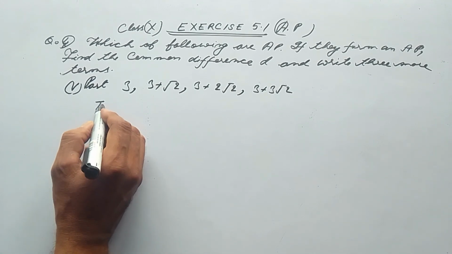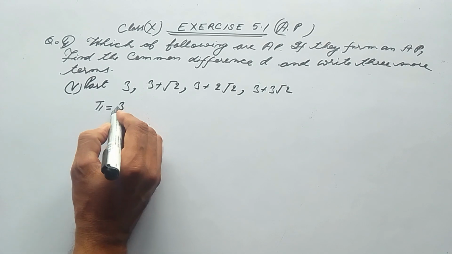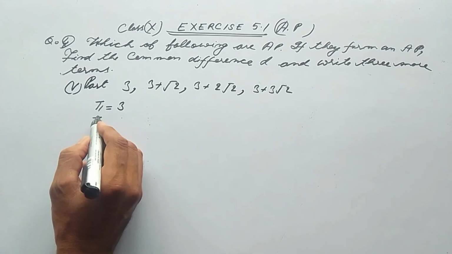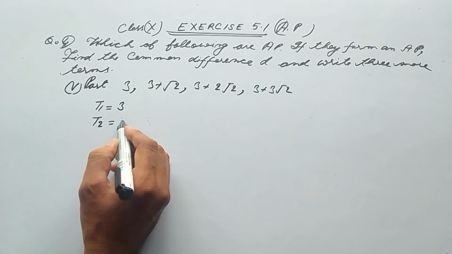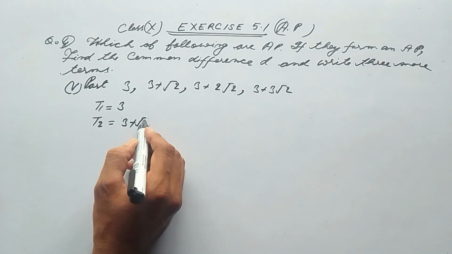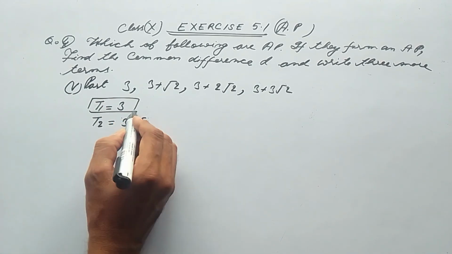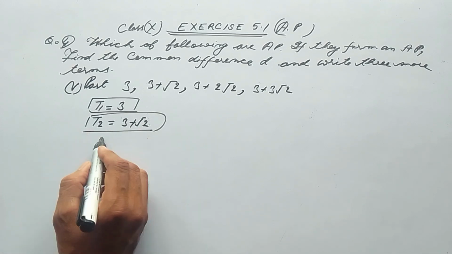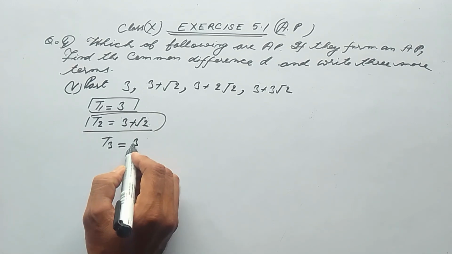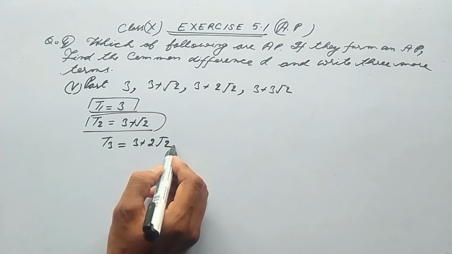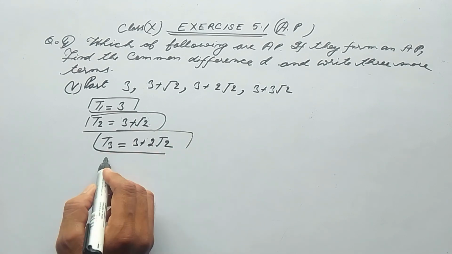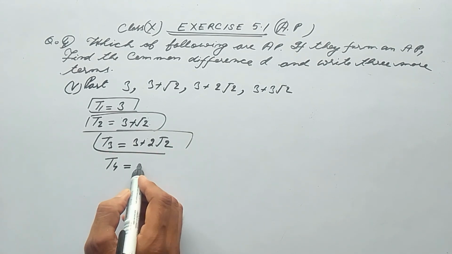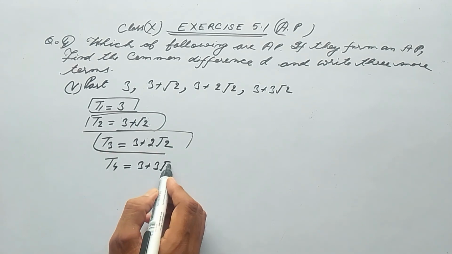In this case, first term is T1, that is 3, T2, that is 3 plus square root of 2, T3, that is 3 plus 2 square root of 2, T4, that is 3 plus 3 square root of 2.